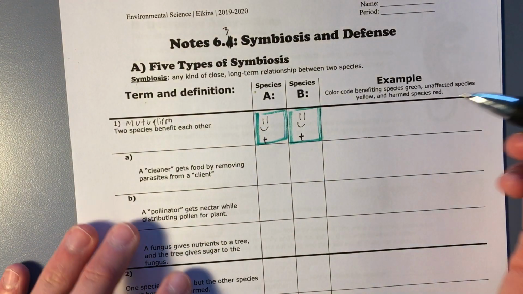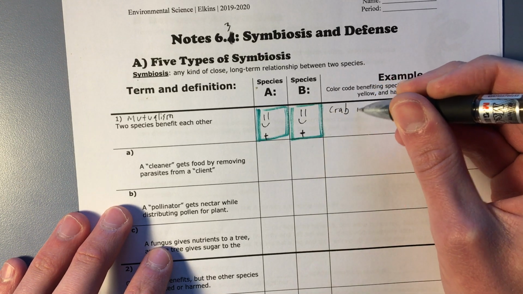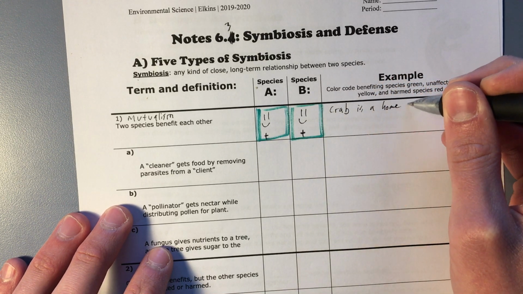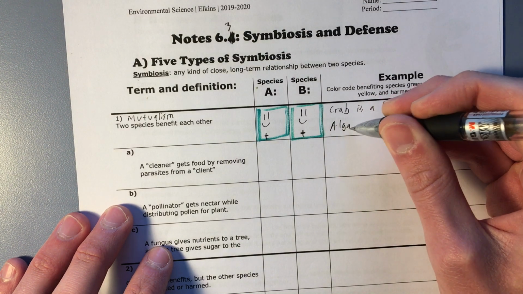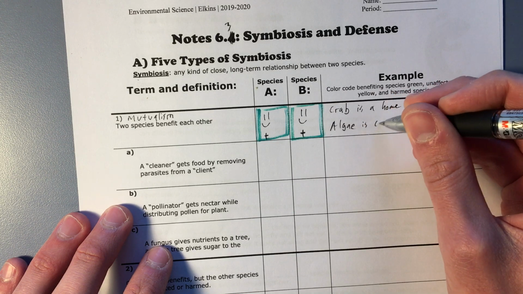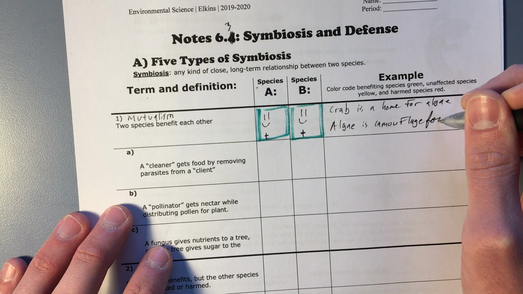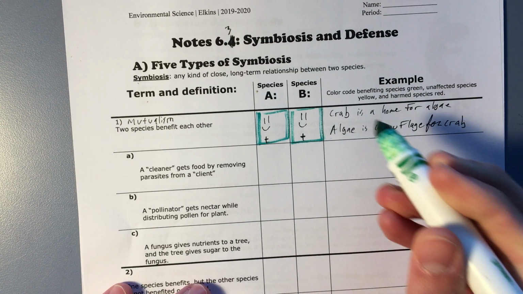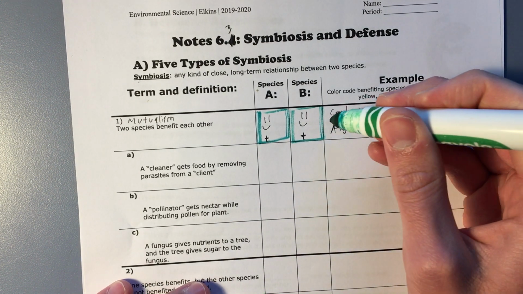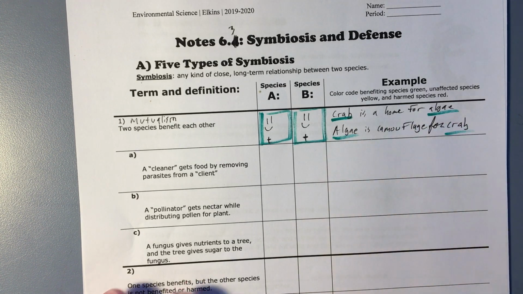So if we wanted to use that example, we could say the crab is a home for algae. And then the algae is camouflage for the crab. Okay, so I'm going to color code these. The crab is going to be experiencing a benefit, and the algae is going to be experiencing a benefit. So both of those species are experiencing the green there.